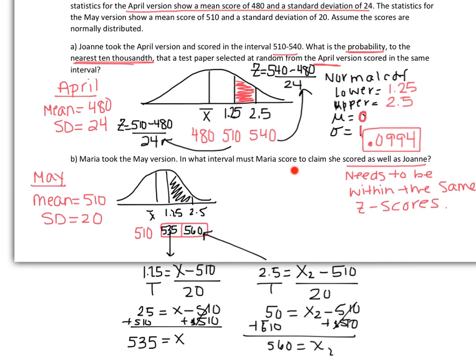So in what interval must she score to claim as well as Joanne did? So here and here. So we write that as an interval between 535 and 560. And this is your final answer. Okay, I know that was a lot to take in, so see if you can try one entirely on your own, which is the question on the back. And then if you hit resume, the answers will be there. If you have any trouble with this one on the back, we'll go over it in class tomorrow.